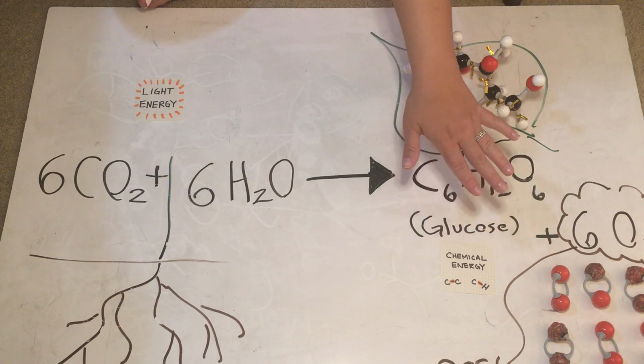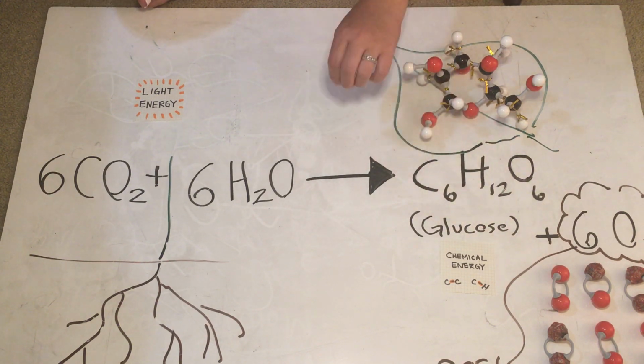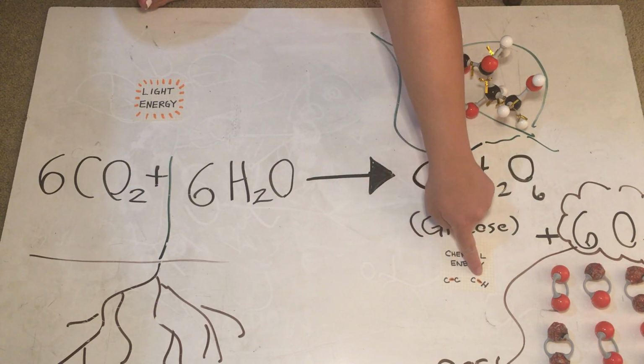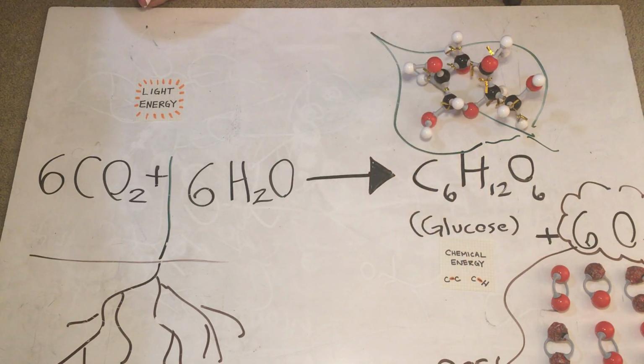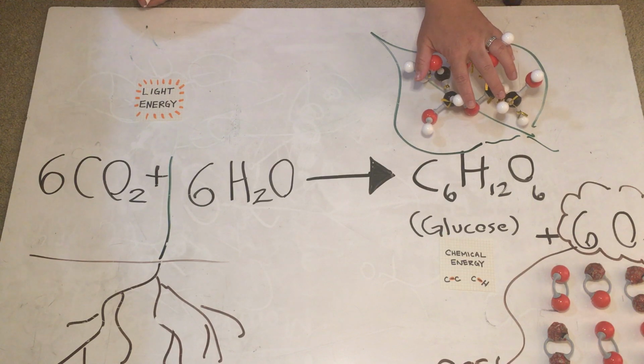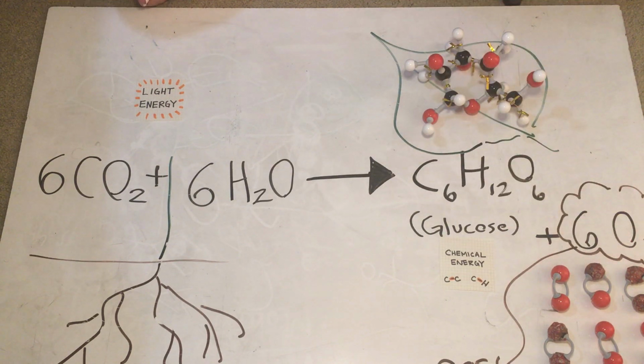You could also call it potential energy, stored chemical energy, but we're now talking about those high energy carbon to carbon, carbon to hydrogen bonds. It's stored in the glucose. We haven't stored any of the energy in the oxygen. Oxygen is inorganic and a low energy molecule. It's just the byproduct of this process.